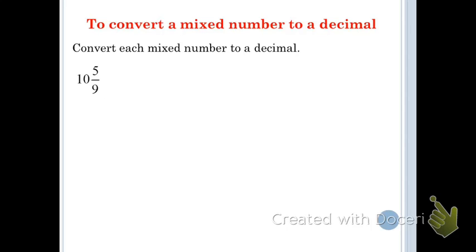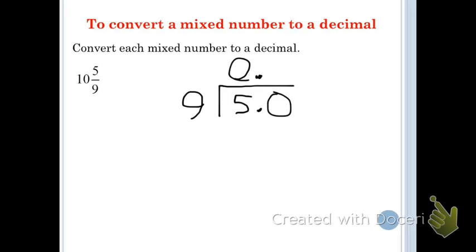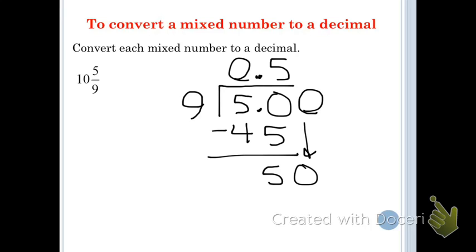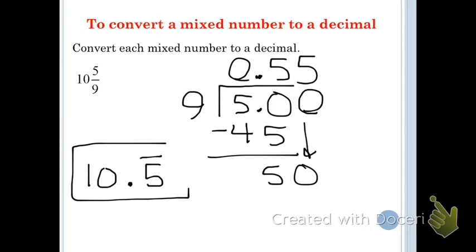Convert each mixed number to a decimal, 10 5/9. So we're going to do 5 divided by 9. 9 won't go into 5. 9 goes into 50 5 times. 9 times 5 is 45. 50 minus 45 is 5. If I add another 0 and bring it down, notice 9 goes into 50 5 times. We have ourselves a repeating decimal. So the whole part of our decimal number is the 10, the whole number part. So our answer will be 10.5 with a bar over the 5 repeating.